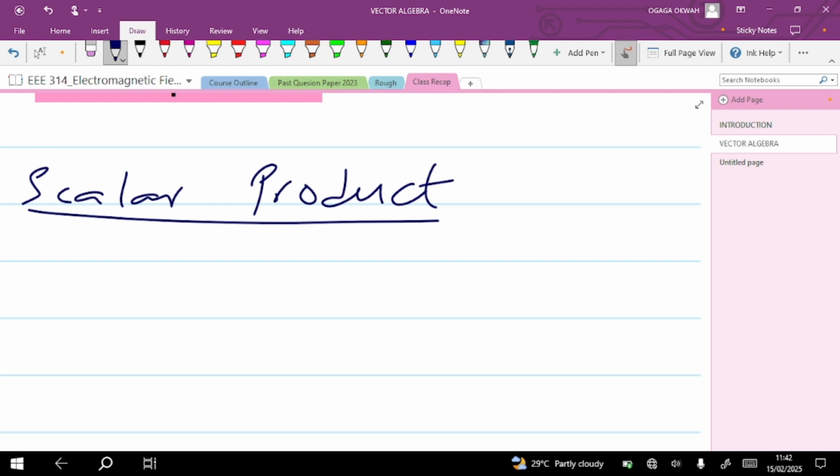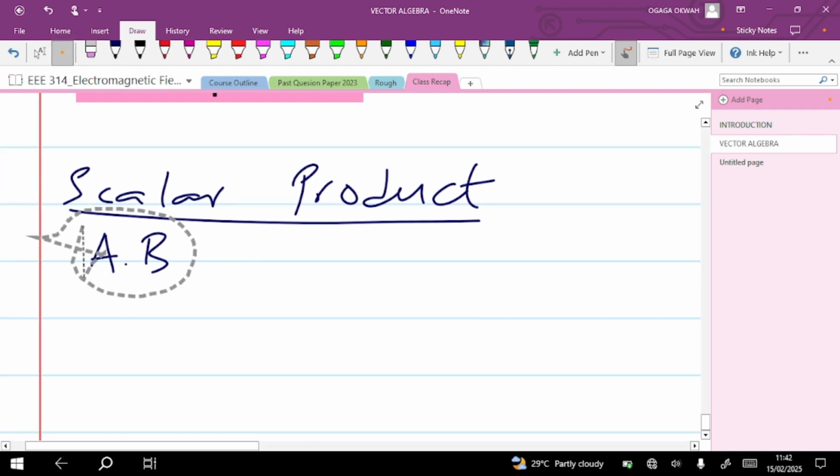Now for the scalar product, it is denoted as this: A dot B. We'll be working with A and B, so let's work with that. So, for this A and B, it's defined as the product of the magnitude of A and B and the cosine of the smaller angle between A and B. That is, for A and B, that's this thing we have here. This thing means scalar product. Okay, this is how we denote a scalar product.